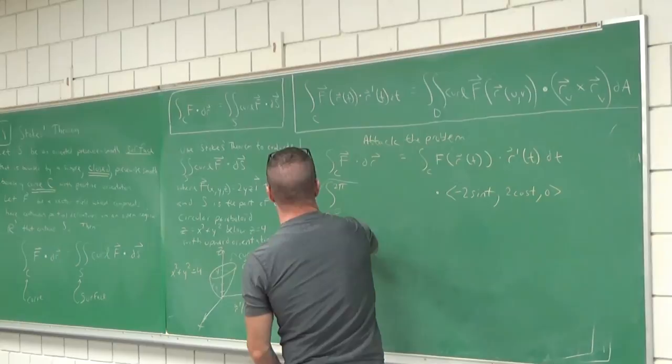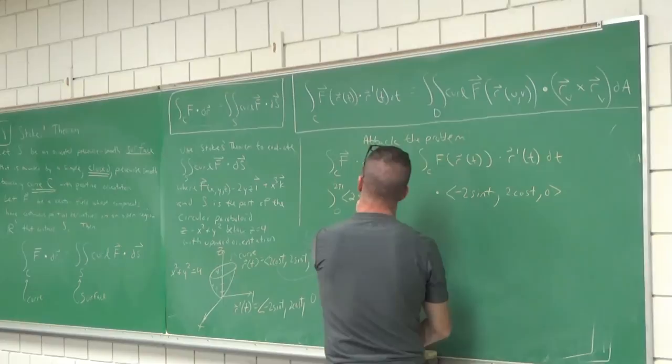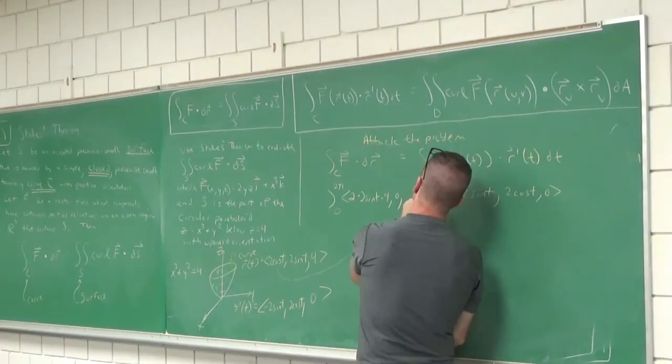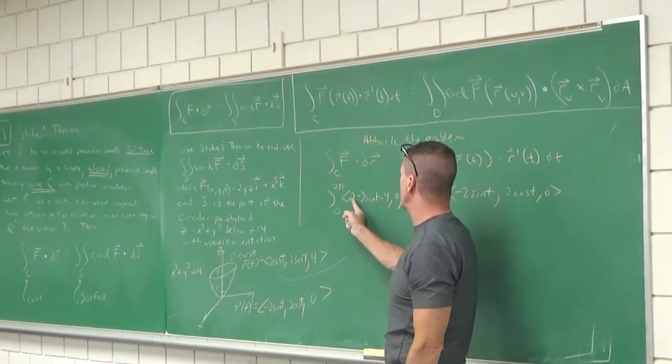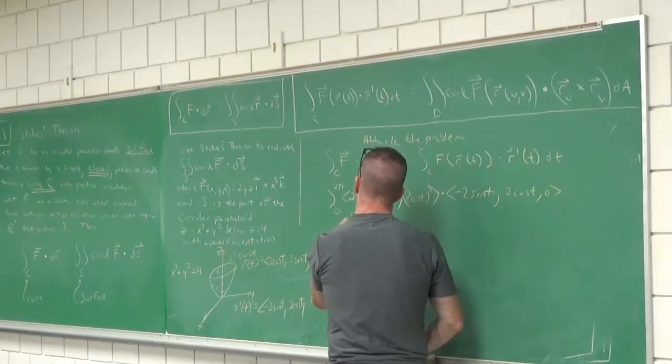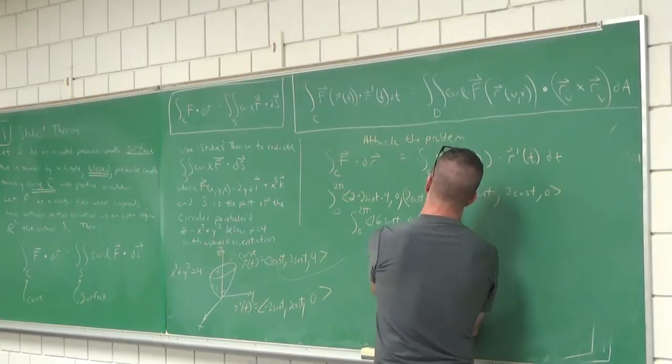Let's see, here I go now. 2 times 2 sine t times a 4, comma 0, comma, what's that last component? The last component is just x cubed, which would be 2 cosine of t all cubed. What is 2 times 2 times 4? 16. So I get 16 sine t, 0, 2 cosine t cubed. Dot this.